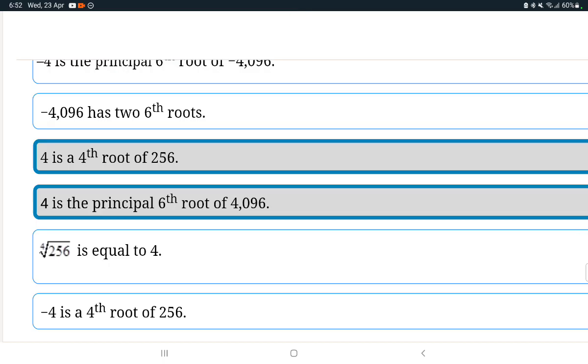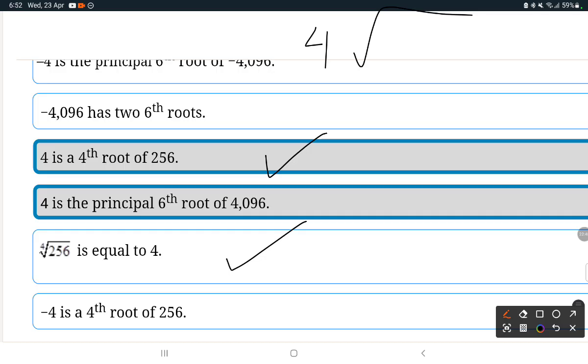Okay, and then we have the fourth root of 256 is equal to 4. This is basically the exact same thing as we said in 4 is a fourth root of 256. The same exact thing, so this is also correct. And then negative 4 is a fourth root of 256.